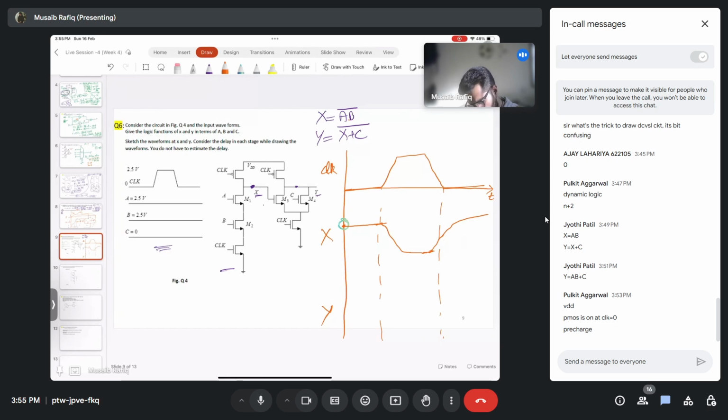Now what happens to y? At what point is y? What should I draw at t equal to 0? So this is also at VDD because of precharge, right? Now what happens to y? Y behaves as x plus c whole bar. Y also starts discharging, but only up to a certain point. What is that point? Can anyone tell me? It will start discharging, but only up to a certain point. Before we proceed, let me make this better.